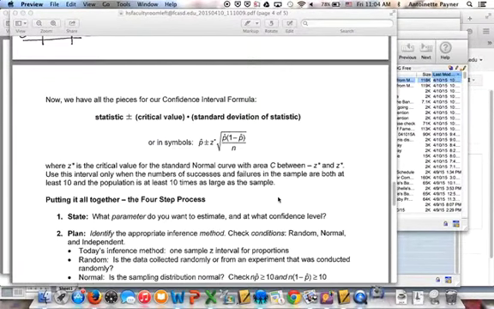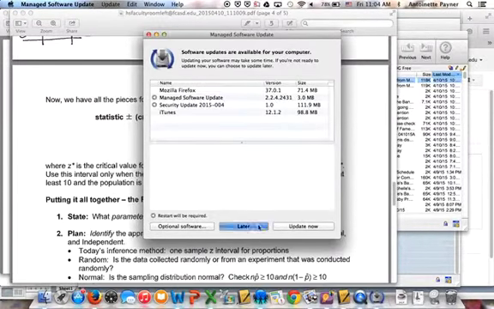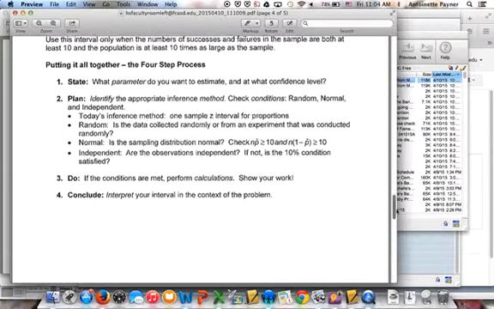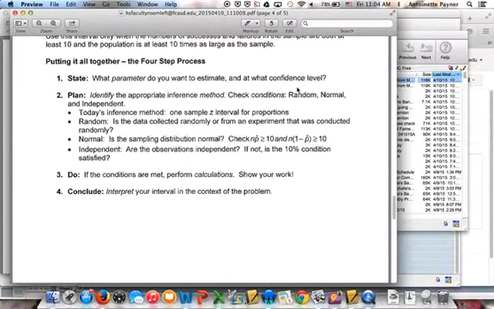Alright, when we do these types of problems, we're going to start using this 4-step process here. So when we do these problems, these 4 steps will be state, so what parameter do we want to estimate at which level? The plan, we're going to identify the method, we're going to check our conditions, so random, normal, and independent. So today you're doing a 1-sample z-interval for proportions. Random, is it collected randomly from an experiment that was conducted randomly? Is the sampling distribution normal? So you're going to check that. Independent, are the observations independent? If not, is the 10% condition satisfied? If the conditions are met, we're going to do the calculations, we'll show our work, and then we're going to do an interpretation, which we talked about yesterday.